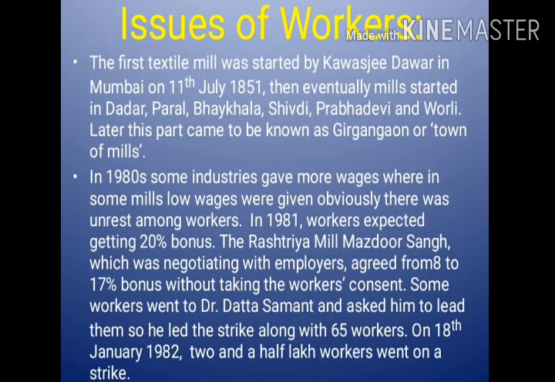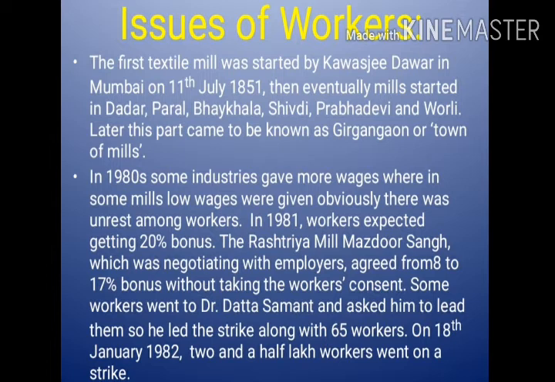Let's study about the issues of workers. The first textile mill was started by Kawasji Dawar in Mumbai on 11th July 1851. Then eventually mills started in Dadar, Parel, Bhaikhala, Shivdi, Prabhadevi and Worli. Later this part came to be known as Girgaon, or Town of Mills. In the 1980s, some industries gave more wages, whereas some mills gave low wages. Obviously, there was unrest among workers.